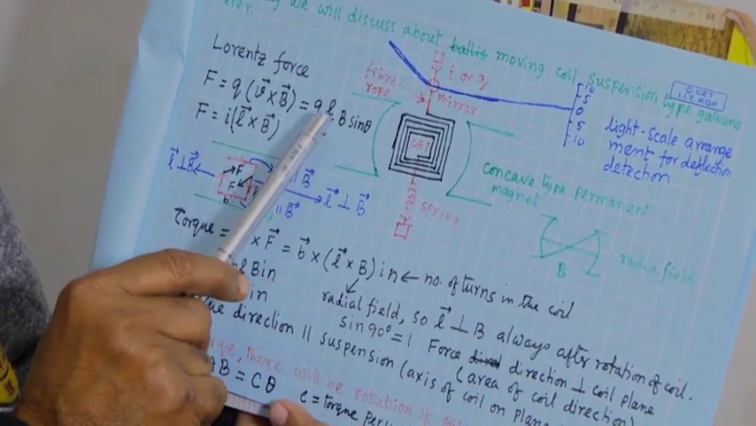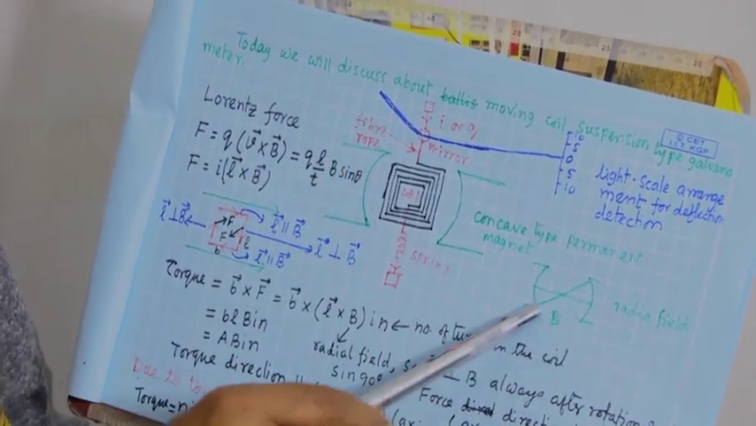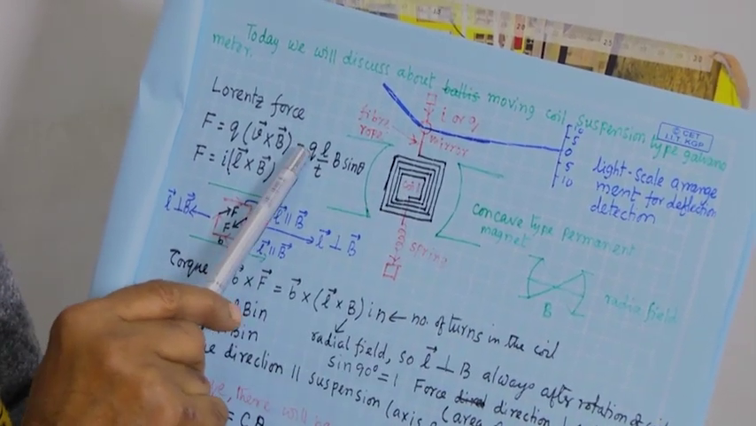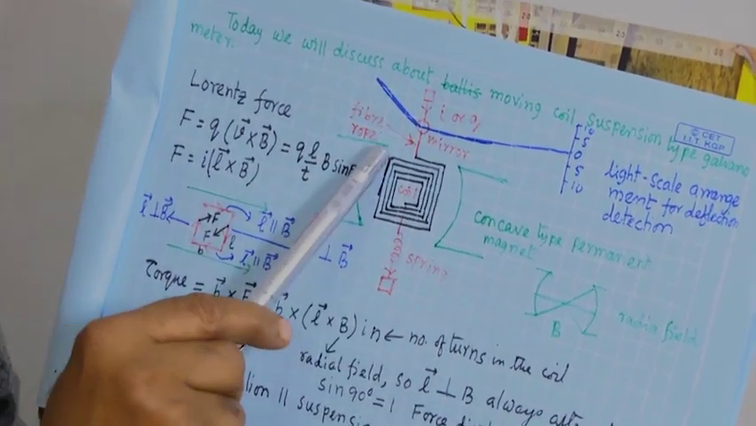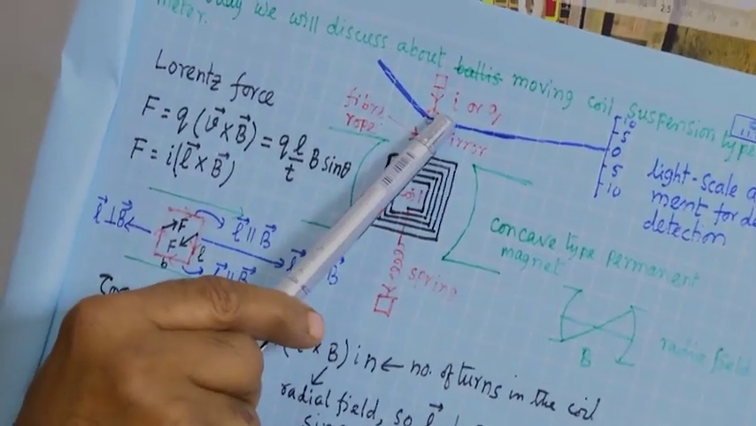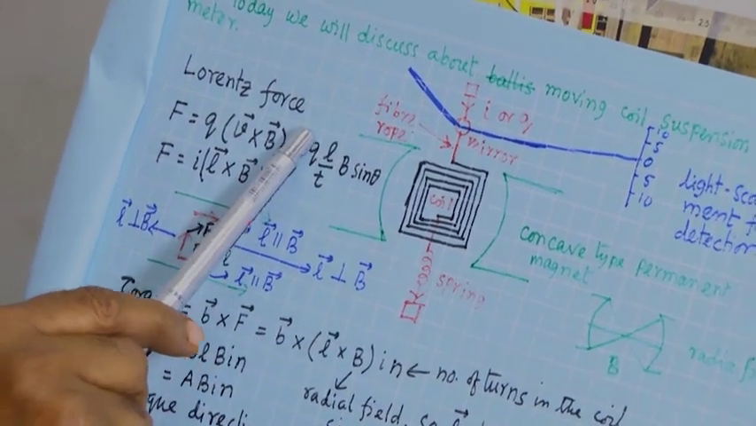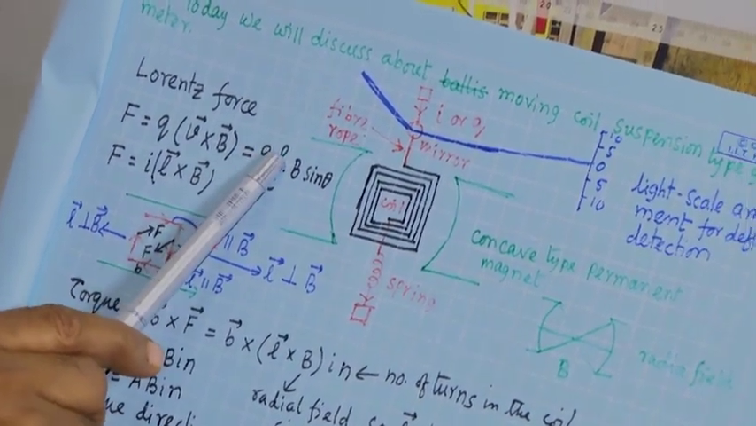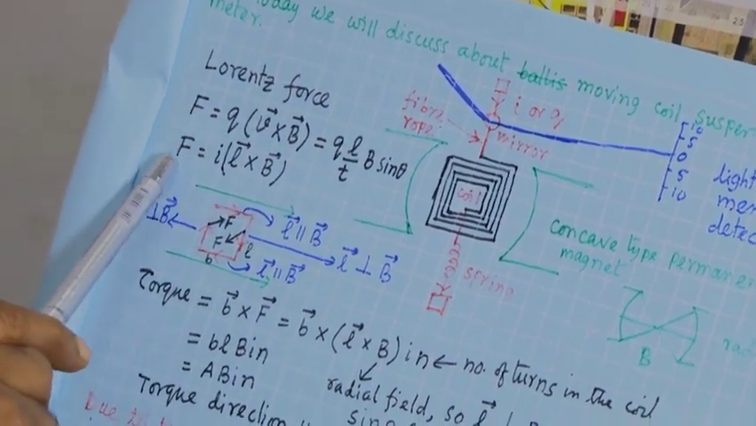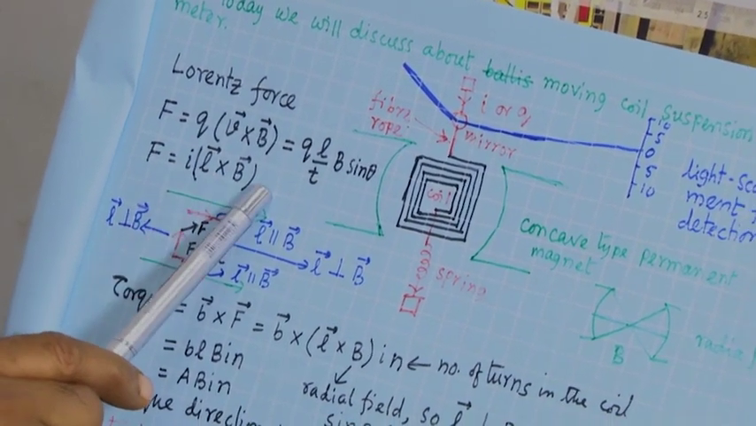Now this capital B is the magnetic field from the permanent magnet, and the charge is moving in this coil because of the current I. From here I can write Q by T into L. Q by T is basically current I. So the force equals I L cross B.